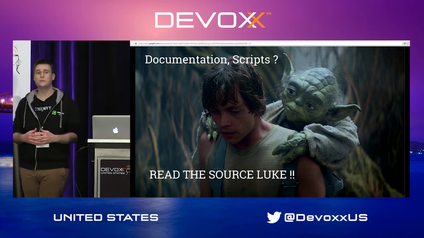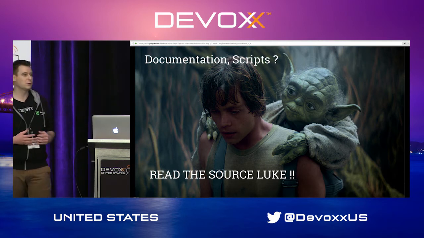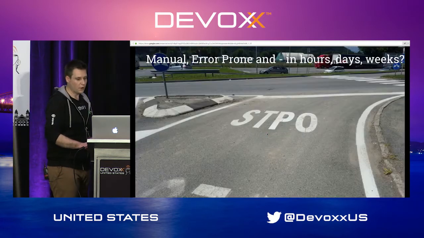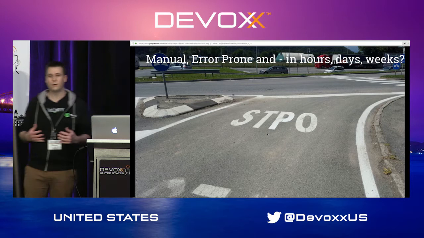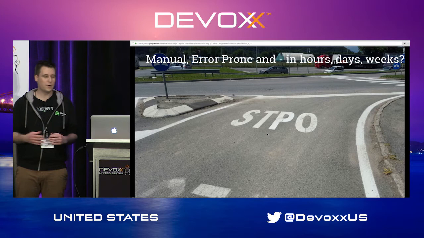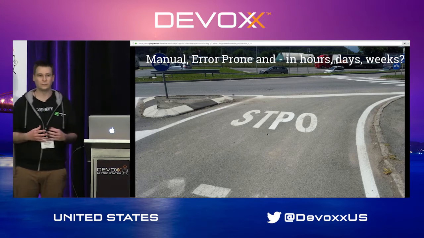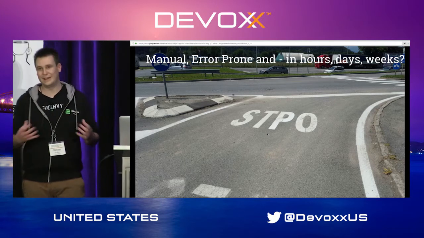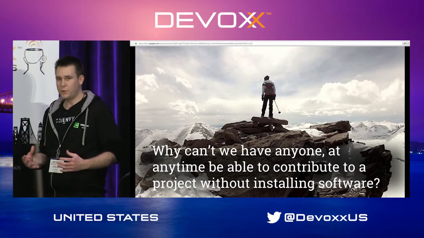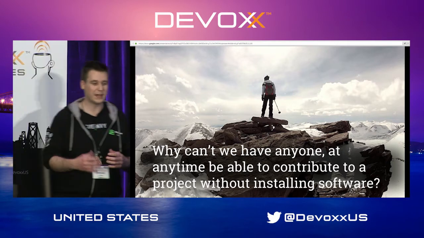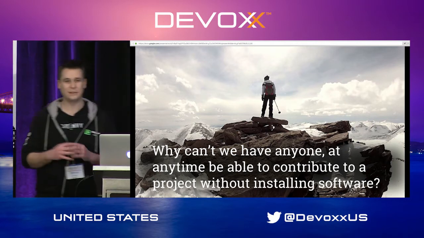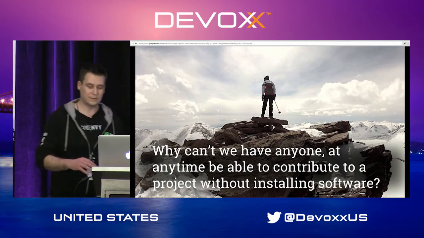we want to onboard new developers to our project, we write some documentation or some scripts, but all of this is really manual, it's error prone, and we are losing a lot of time. Sometimes it is just hours, but if you take that from an enterprise point of view, it's days or weeks. So there is a problem, and why can't we have anyone at any time being able to contribute to a project without having to install anything on his machine?